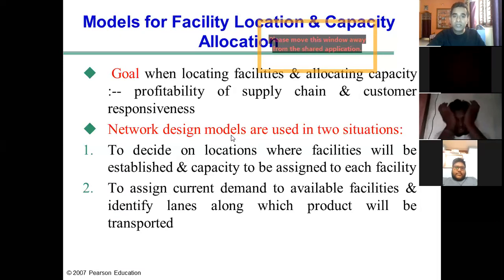These network design models are used in two situations. The first one is to decide on locations where facilities will be established and the capacity to be assigned to each facility, which I explained here. The second situation is to assign current demand to available facilities and identify lanes along which product will be transported. For both these situations, we are going to have an illustration. So please pay attention.